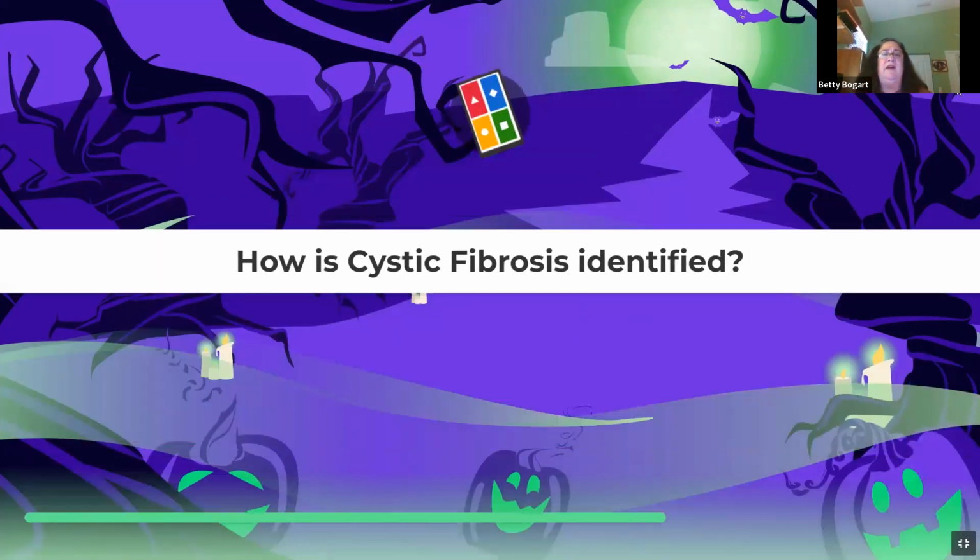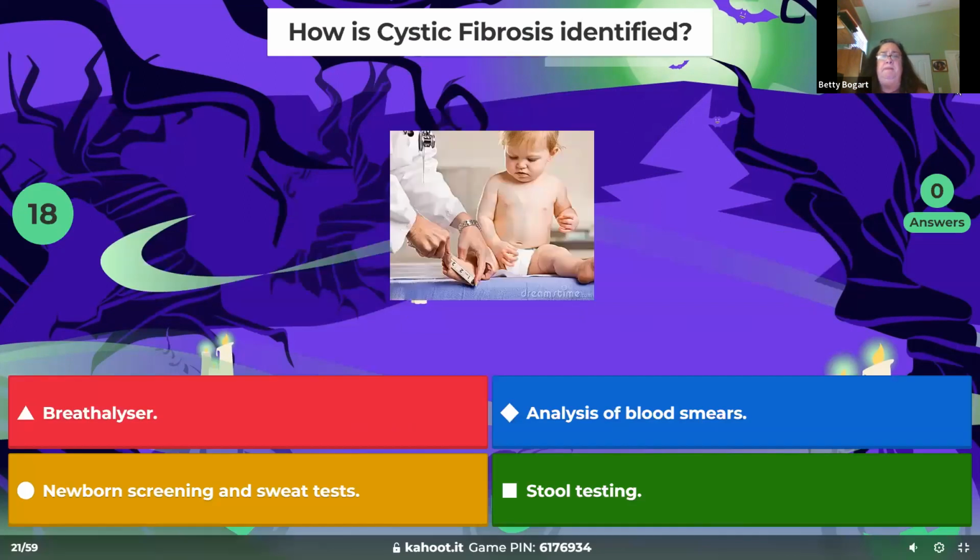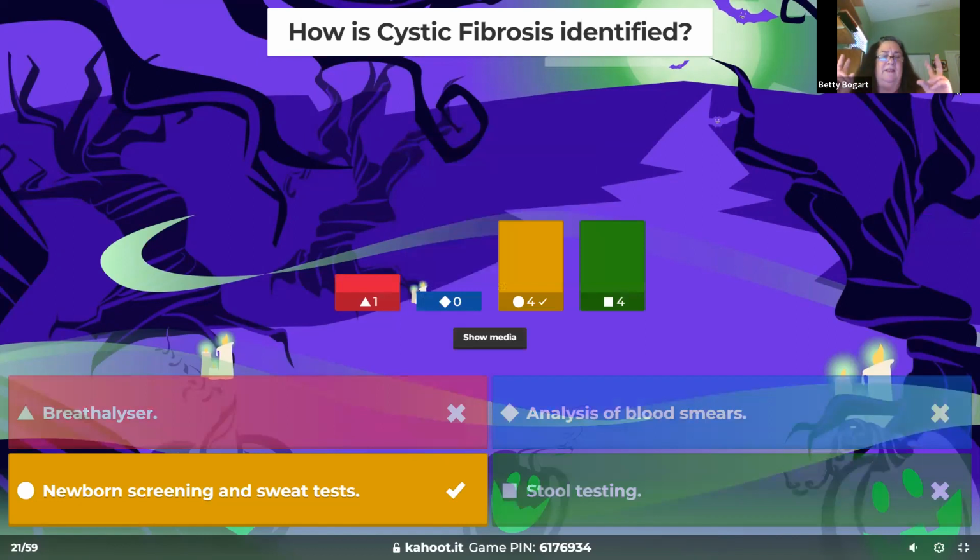How is cystic fibrosis identified? We can identify this at birth. One of the things that we can know if we didn't have any idea is a child with cystic fibrosis would be constipated. Usually newborns stool within the first minutes or hours after birth. So that's one of the ways that it's suspected.